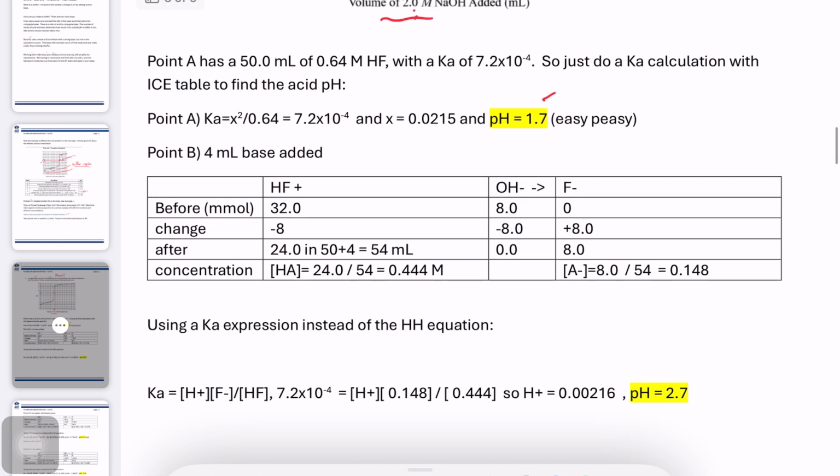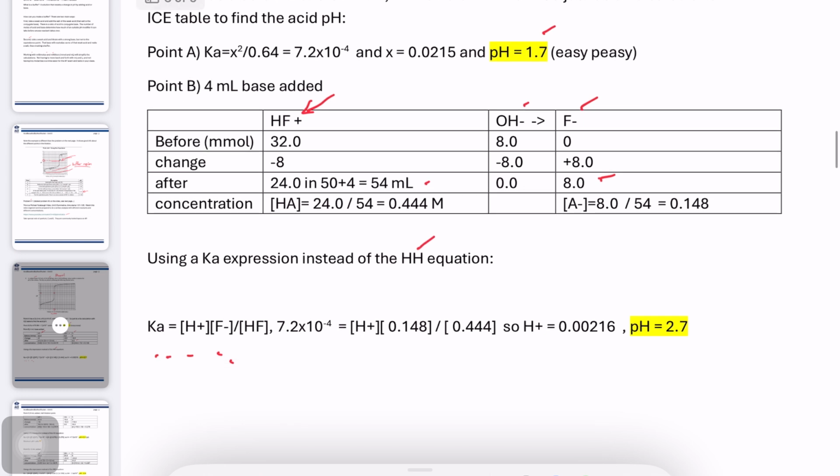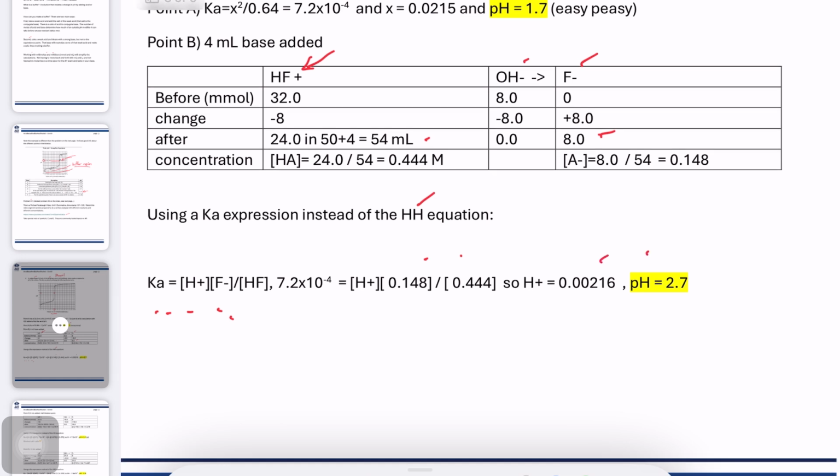At point B, we start to neutralize some of the acid with some base to make some conjugate base. So we have a weak acid with its conjugate base. Now we're in the buffer region. Some people use the Henderson-Hasselbalch equation. I'm going to choose just to write a Ka expression and solve for the different molarities. You can see as we take the 32 millimoles of HF and decrease them by 8, then increase the volume, we change the concentration of HA, and we increase the concentration of A minus. So this is about a 3-to-1 ratio. 25% is a 3-to-1 ratio, and the pH goes up.